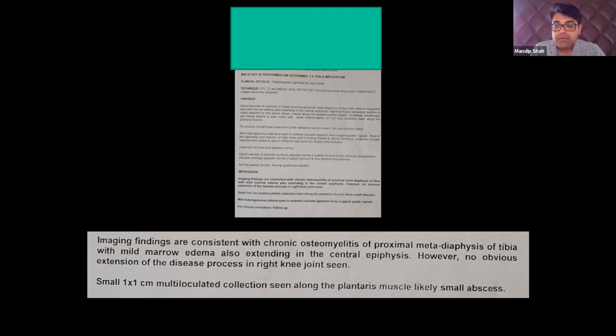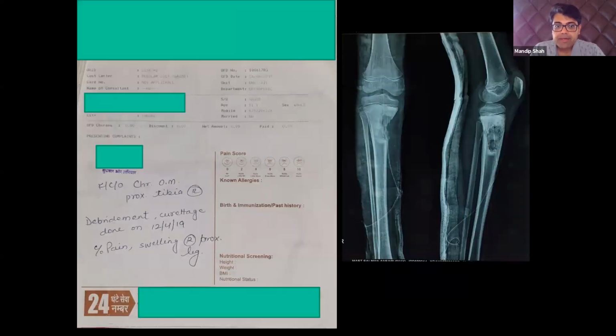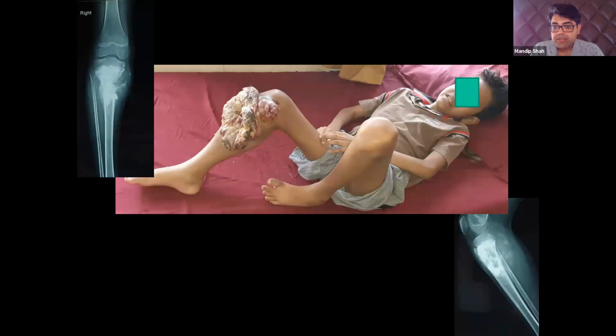The surgeon believed this report. He did a debridement. He put in antibiotic beads and all these things, considering that this is osteomyelitis. The swelling kept on increasing. He did another debridement after some time. And when the patient presented to us, this was the situation. So this was actually an osteosarcoma, which was missed. It was believed to be an osteomyelitis because of blindly following the radiology report.